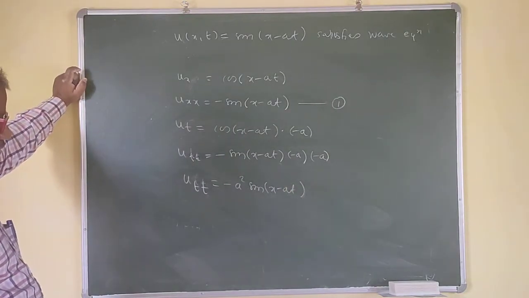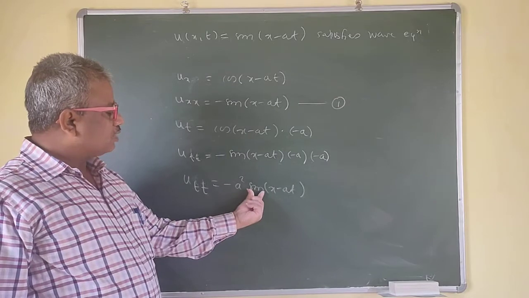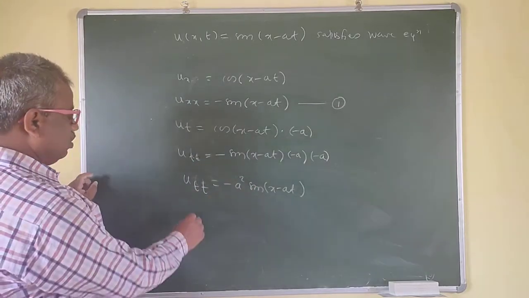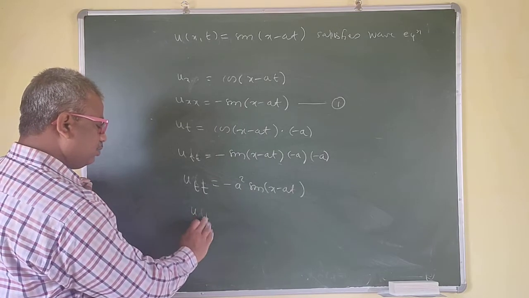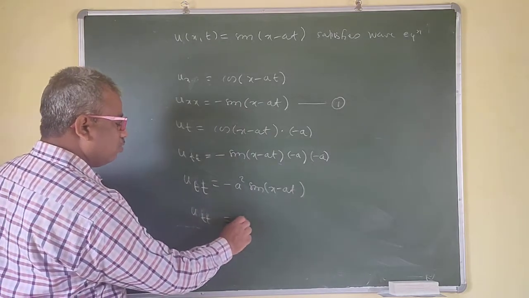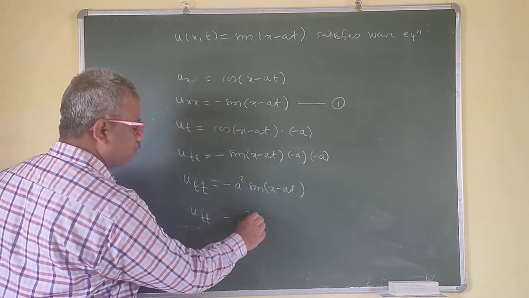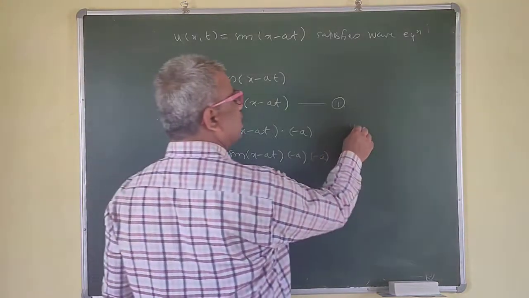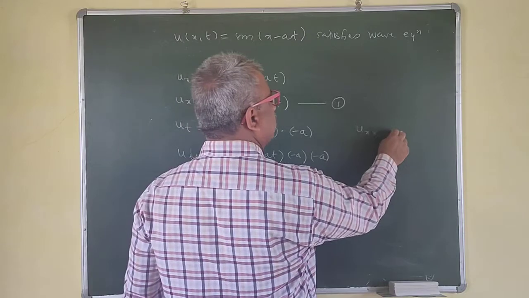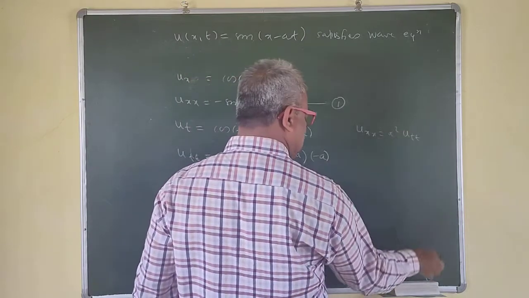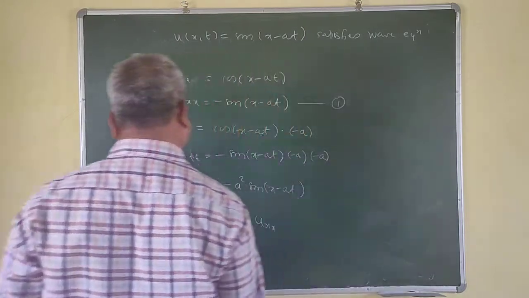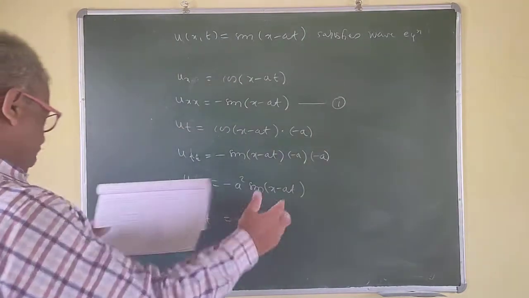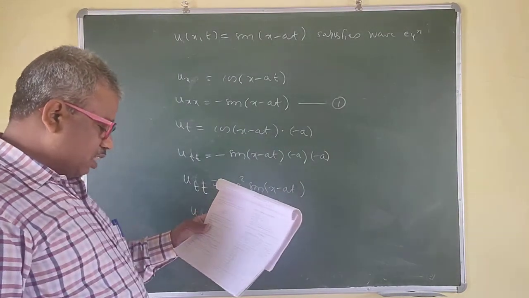Now see here, minus sine of (x minus at) is u_xx. So u_tt is equal to a square u_xx. No matter what, you may write this as u_xx is equal to a square u_tt. That is also the wave equation, right? Therefore you satisfy the wave equation, and we are through now.